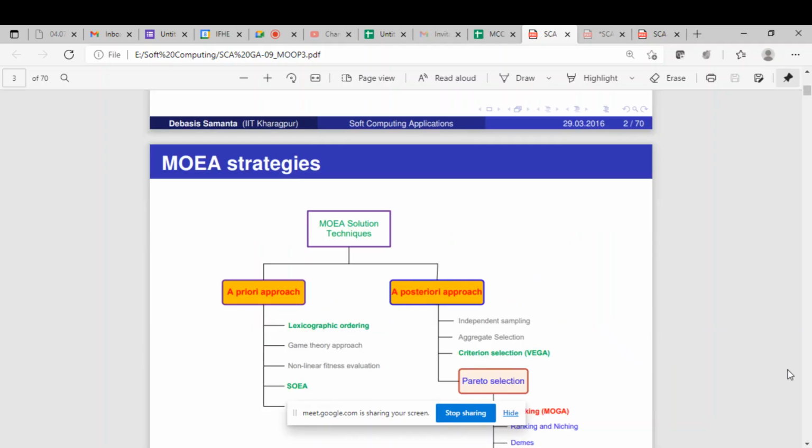So we are discussing MOEA techniques, multi-objective evolutionary algorithms. These are the techniques which are used to solve multi-objective problems by using genetic algorithms. The genetic algorithm techniques which are used to solve multi-objective problems are called MOEA algorithms, whereas the genetic algorithm techniques which are used to solve single objective problems are just called GAs, genetic algorithms.